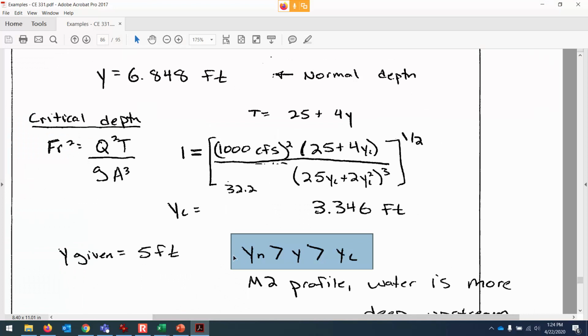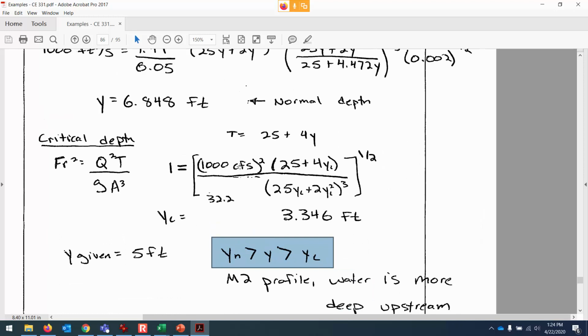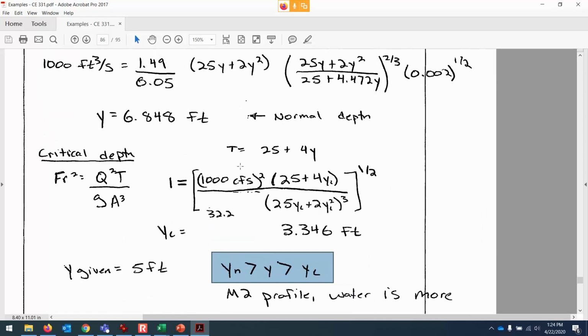Before we get into the spreadsheet, any questions on these preliminary calculations where we were calculating the normal or the critical depth? No? All right.